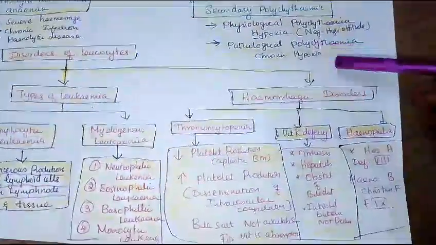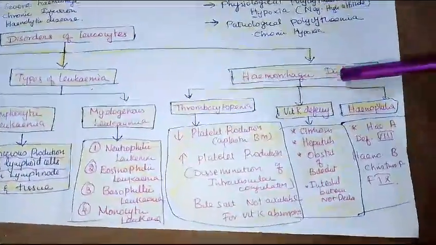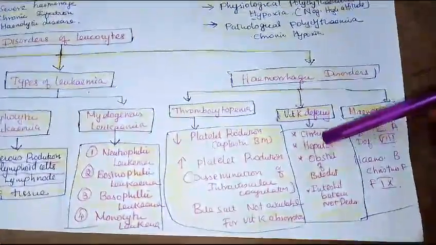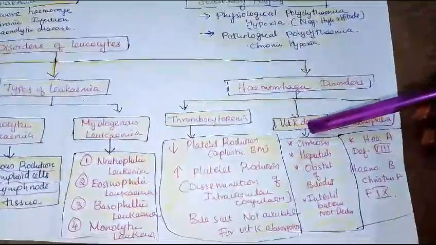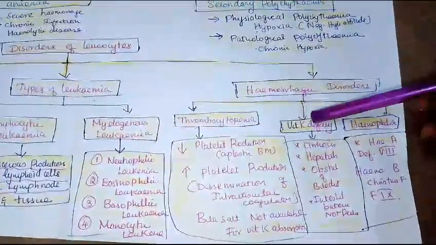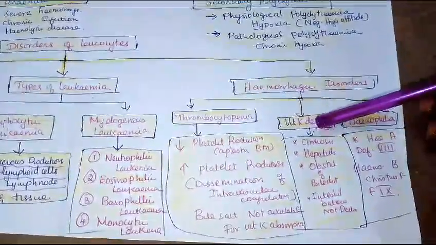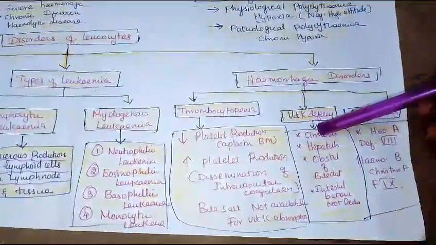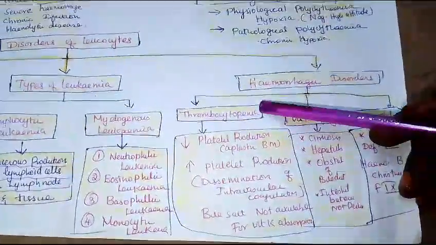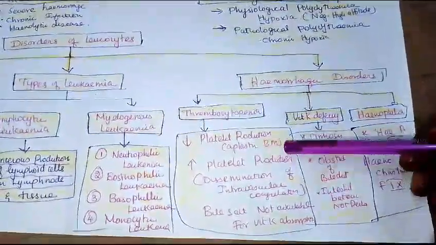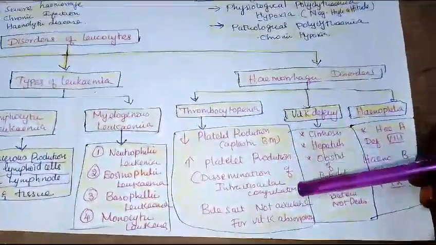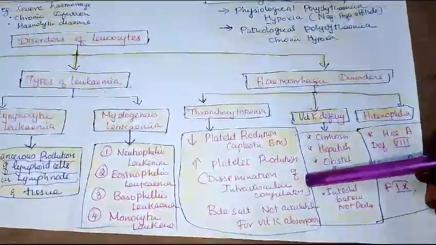Then hemorrhagic disorders like thrombocytopenia and vitamin K deficiency. Why vitamin K deficiency? Vitamin K is essential to prepare the clotting factors. When there is a deficiency of vitamin K, it ends up in a bleeding disorder, and that will also end up in anemia. Thrombocytopenia is a decrease in platelet production due to aplastic bone marrow. Then an increase in platelet production leads to disseminated intravascular coagulation.